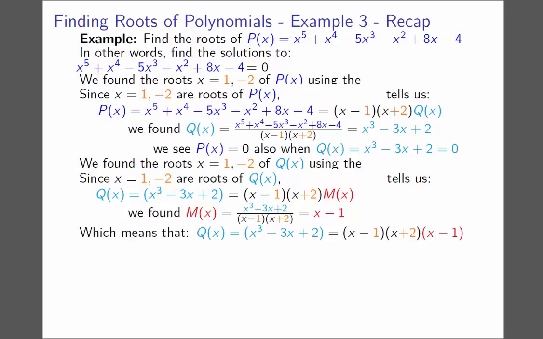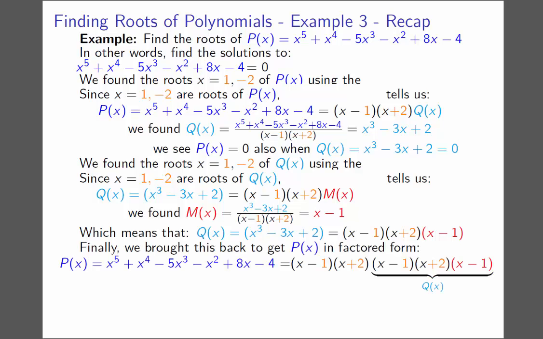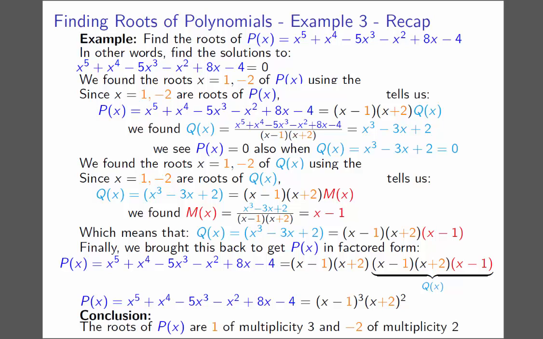Finally, we brought this back to p of x to write it in factored form. Doing this, we get that p of x is x minus 1 times x plus 2 times q of x, which is x minus 1 times x plus 2 times x minus 1 again. Simplifying this, we get that p of x is x minus 1 cubed times x plus 2 squared. From here, we could conclude that the roots of p of x are 1 of multiplicity 3 and negative 2 of multiplicity 2.